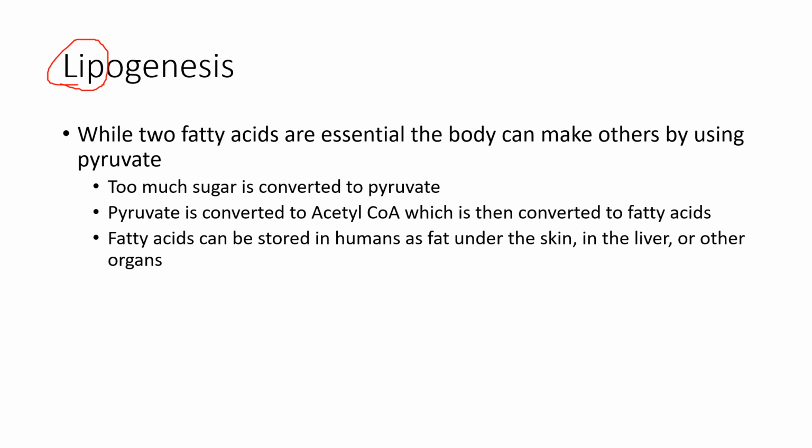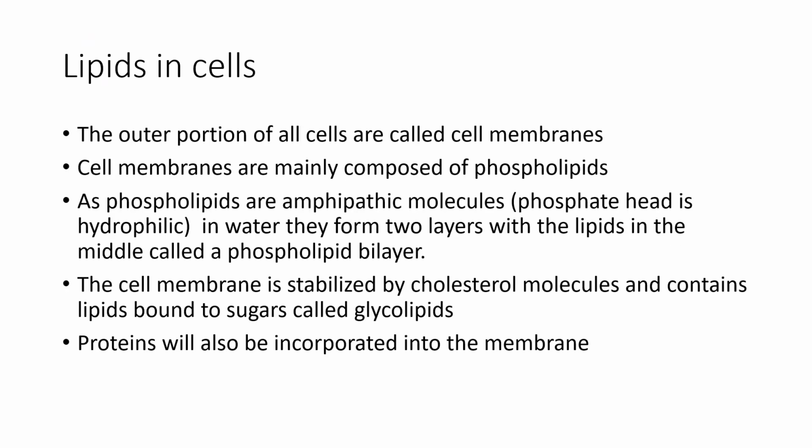Remember, two of them are essential. The other ones we can actually make to a degree. Lipids in cells are actually really important because they make the outer membrane of our cells. The cell membrane of any type of organism, whether it's archaea, bacteria, or eukaryote, is mainly composed of phospholipids, that is, fatty acid tails with a hydrophilic phosphate.